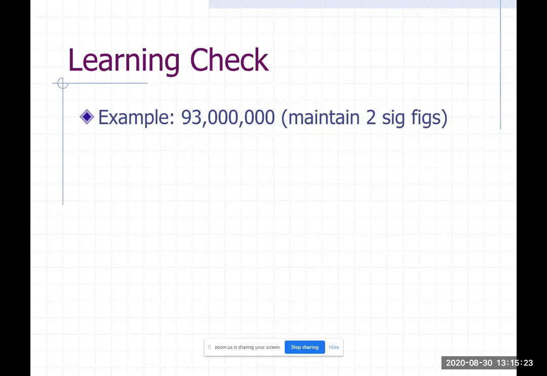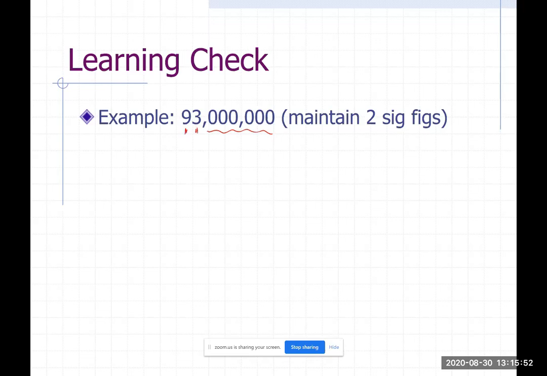So let's look at an example and see if we can convert this standard numerical notation to scientific notation. And we are going to maintain 2 significant figures. The reason we're going to maintain 2 significant figures is because we have all these trailing zeros and we know that they're not significant and we don't have any plus or minus some place value to tell us otherwise. So we're assuming that we only have 2 significant figures here, 9 and 3.